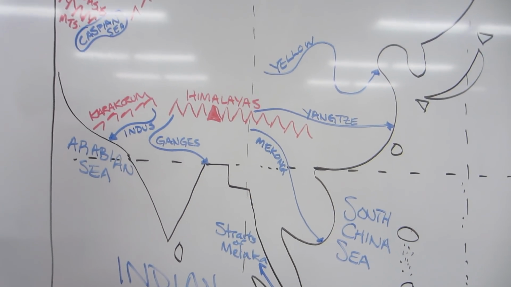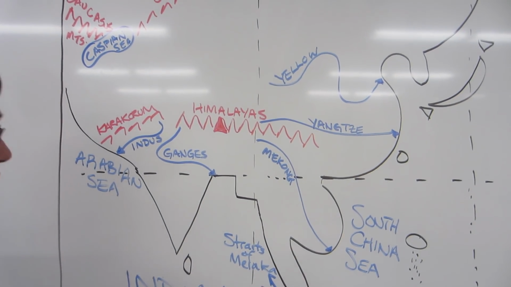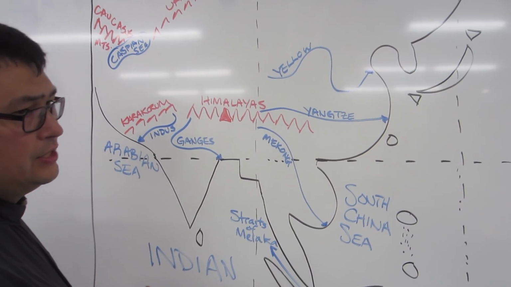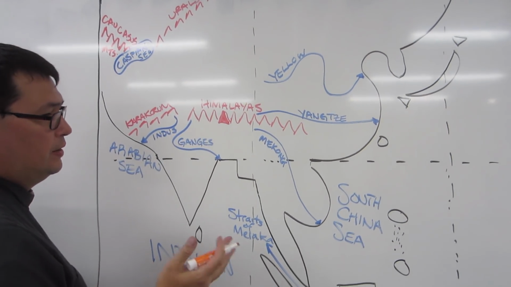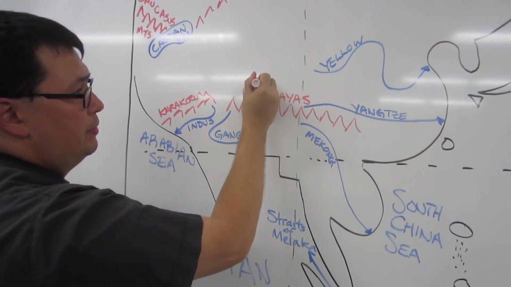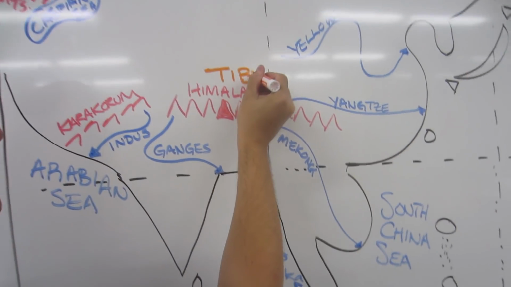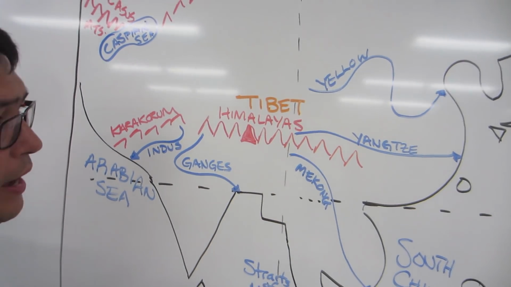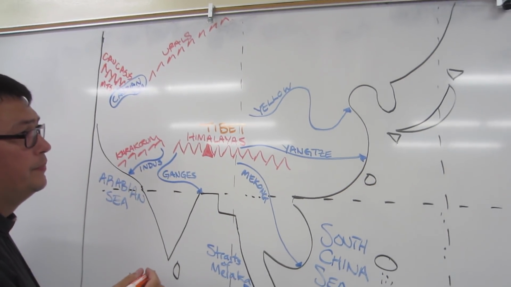Yellow. So 5 rivers. We have 2 deserts. The first is a cold desert. So it's dry, but it's also cold. And that's this region above the Himalayas called Tibet. It's this plateau that sits up high and dry and cold.